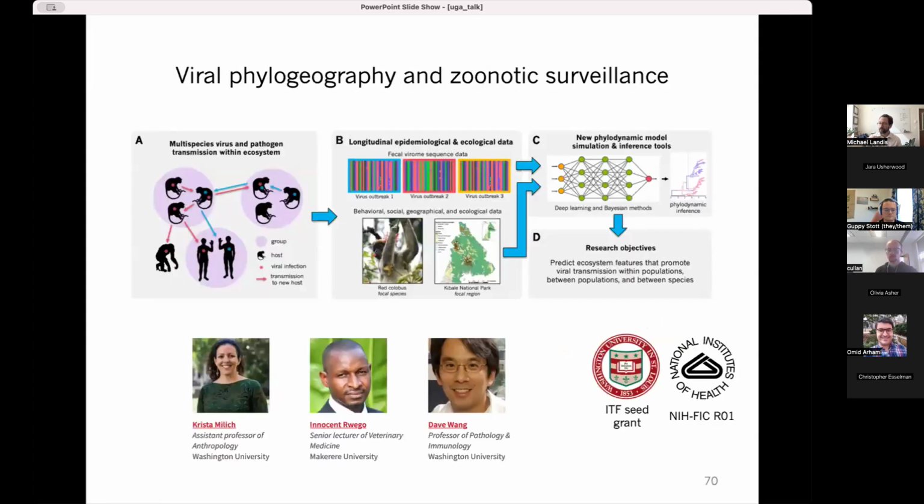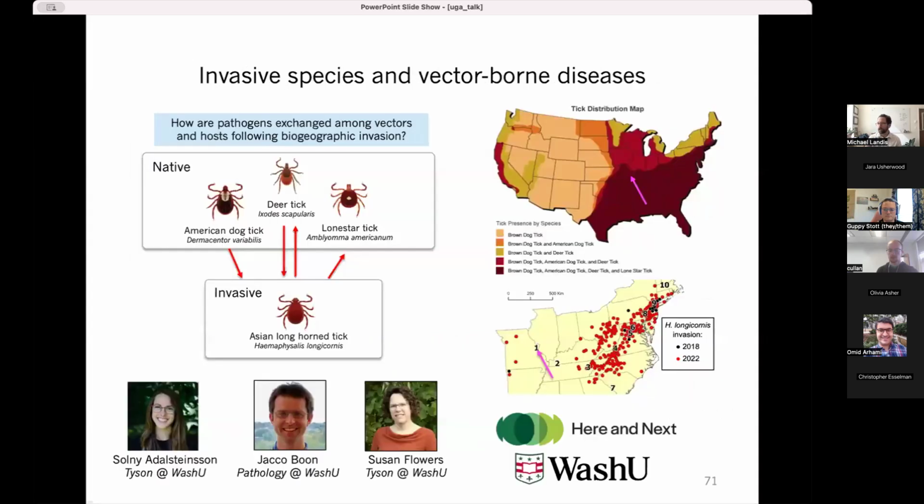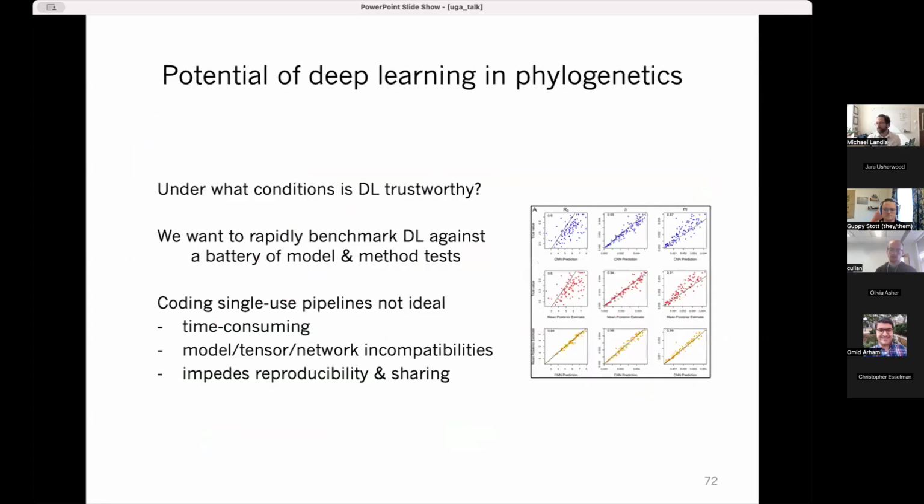Now, we've been starting to think about how you can apply these models to more complex epidemiological scenarios, such as the spread of viruses among primate populations and species, humans included, and in systems with vector-borne infections, using ticks with an invasive species as a model system. But there's still this underlying issue that I'm interested in, which is there remains a fundamental level of distrust in terms of what deep learning methods can do, under what conditions we can trust them, and how we quantify the level of trustworthiness across a wide range of settings.